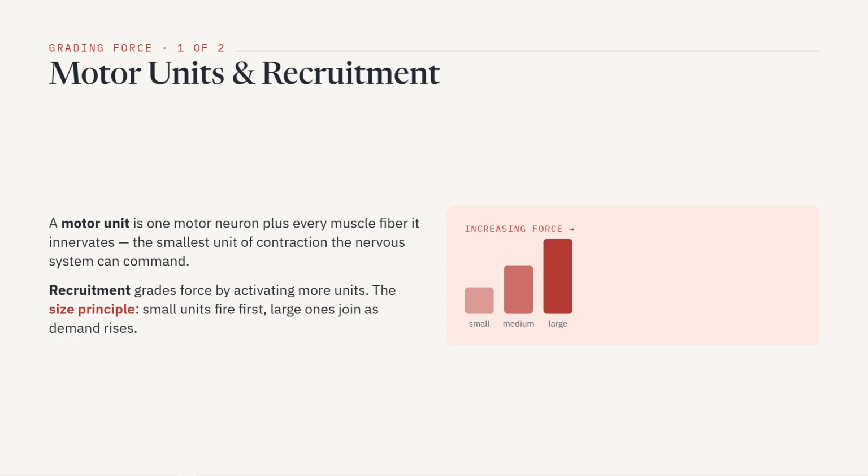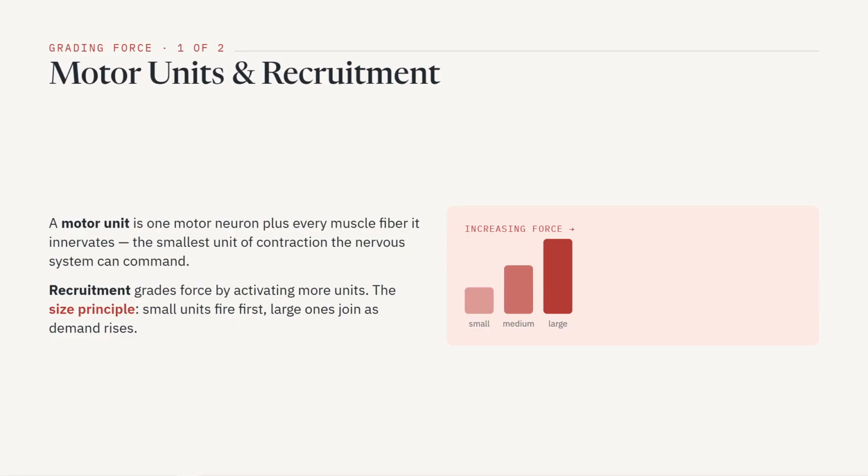The first answer is the motor unit. A motor unit is one motor neuron plus every muscle fiber it controls, the smallest chunk of a muscle the nervous system can command. To produce more force, you recruit more motor units. And recruitment follows the size principle. The small motor units are activated first, and larger ones are brought in only as demand rises.